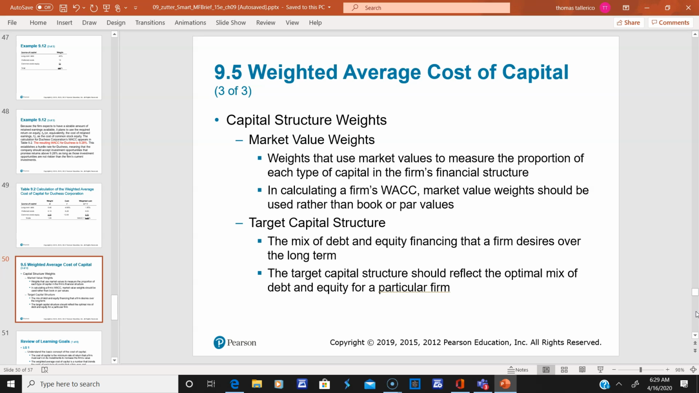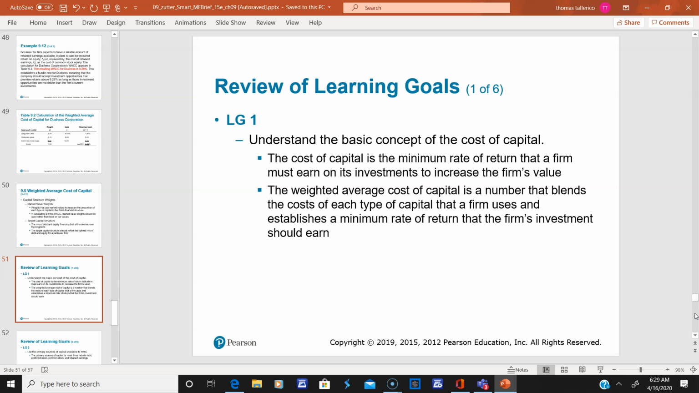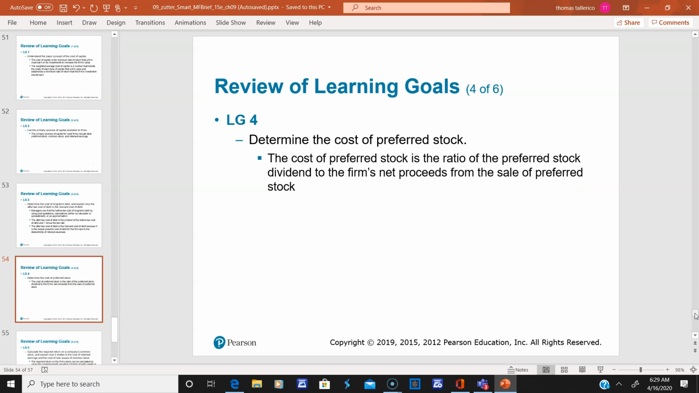So basically there are these capital structure weights that we have to worry about. That's about it for chapter 9. If you have any questions, feel free to always contact me.